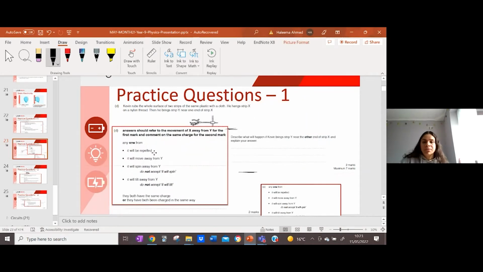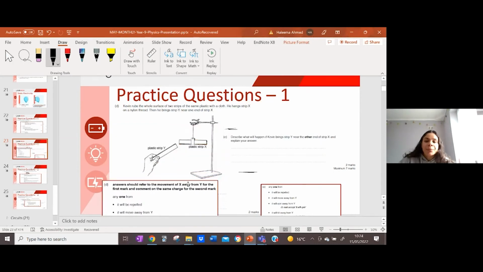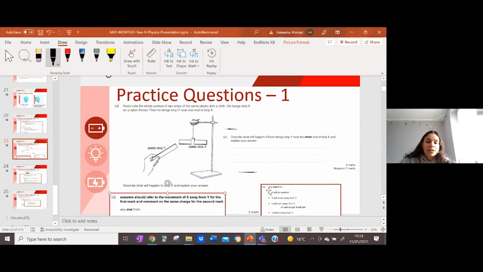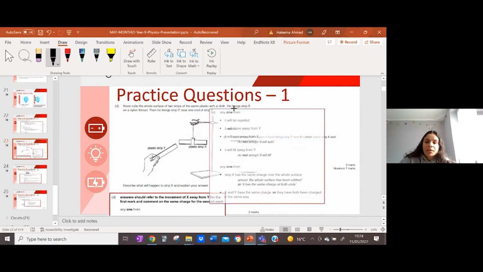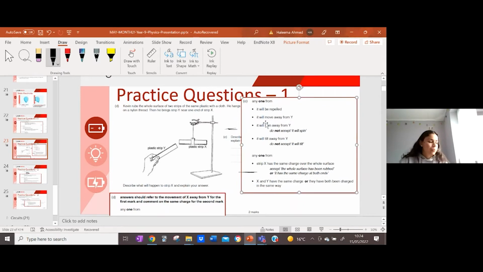And then we've got the second part of that question. So describe what will happen if Kevin brings strip Y near the other end of strip X and explain your answer. And here we can see it will also be repelled, it will also move away, or it will spin. Do not expect it will spin away from Y. So you can see the examiner wants us to be really specific. So just saying spin is not acceptable. We have to say away. So I think the best option, just to guarantee those marks, is always say it will be repelled and move away from Y.